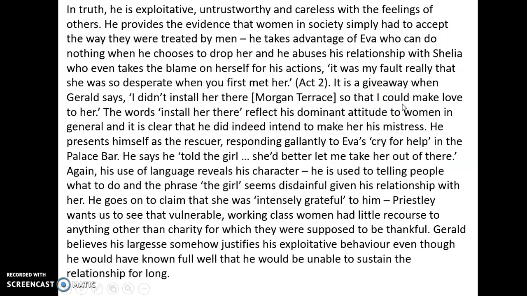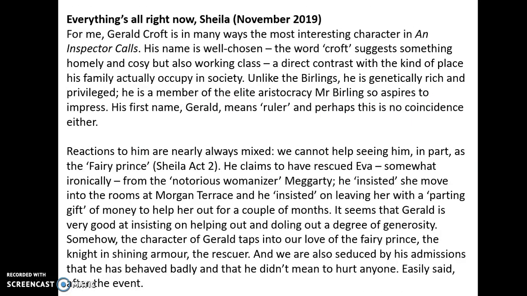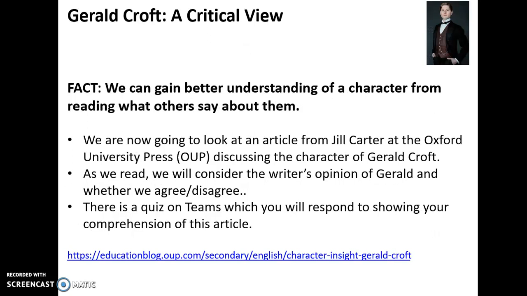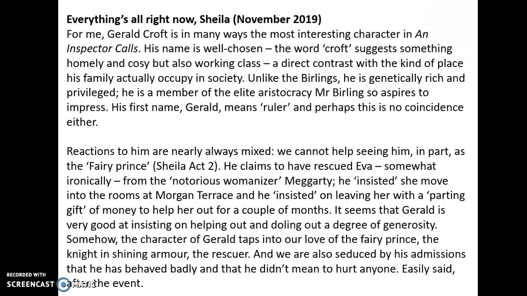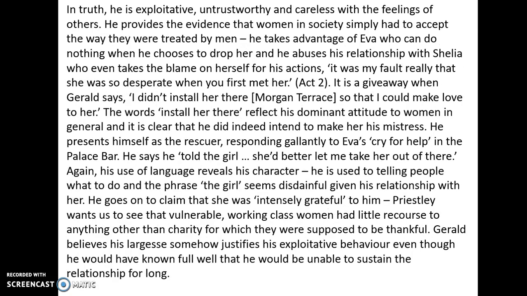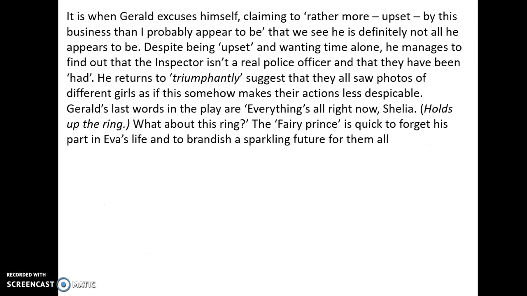So I would suggest that you pause the slide and you go through this article yourself in your own time, and you ask yourself, to what extent do you agree with the writer's opinion of Gerald? First slide, pause it now and read. Second slide, pause it now and read. Third slide, pause it now and read.